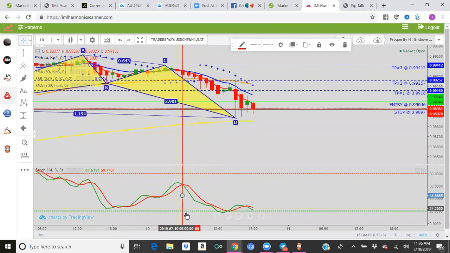Was my stochastic pointing down and moving in the same direction? Yes, they were. However, you see here, it wasn't all the way at the overbought section. That's okay. They're moving down together. The red line is on top of the green line for a sell. You can take this trade. Now, your parabolic support and resistance didn't come in until about over here. So the better you get with the strategy, you'll be able to decipher if you should get in or not.